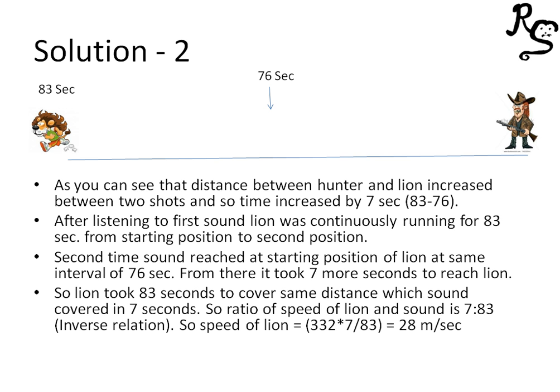So the ratio of speed of sound and lion would be 83:7, or lion and sound we can say 7:83. It is given the speed of sound, so we can calculate the speed of the lion. That would be 28 meter per second.